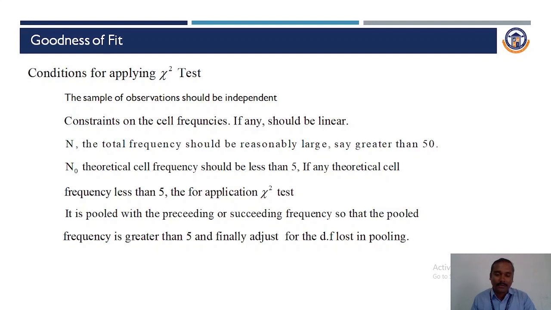And the next one is one of the important ones: all the theoretical cell frequencies should not be less than 5. If any value is less than 5, we have to add it to the previous or next one to make it greater than 5.